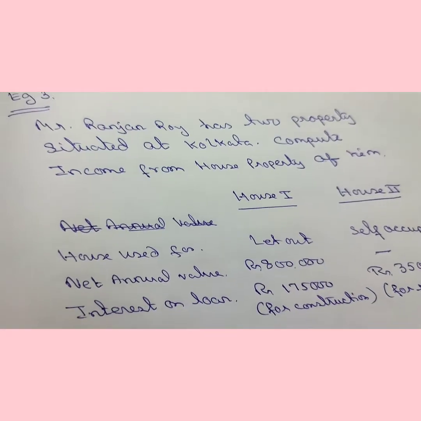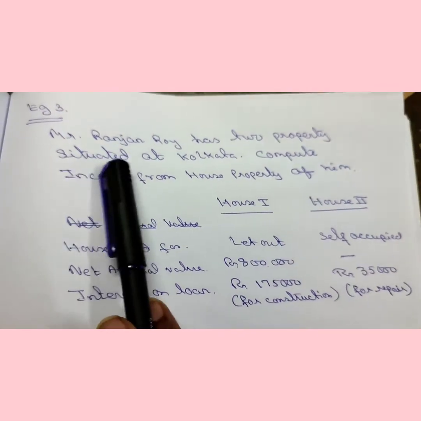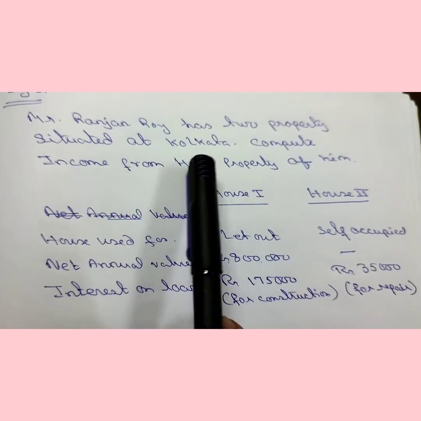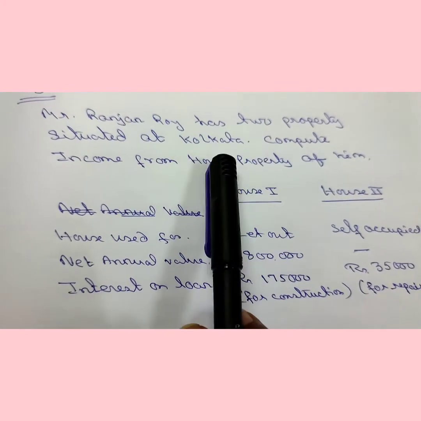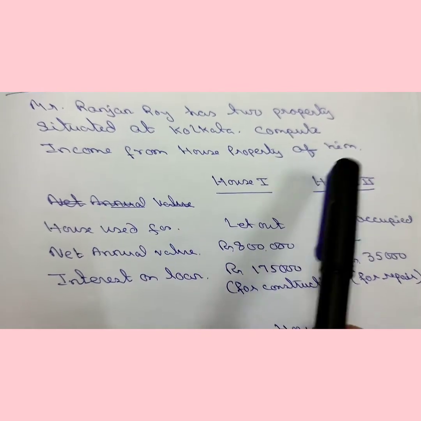We will do another sum today. All are the small sums. Mr. Ranjan Roy has 2 properties situated at Kolkata. Both the properties are situated at Kolkata. Compute income from house property of him.